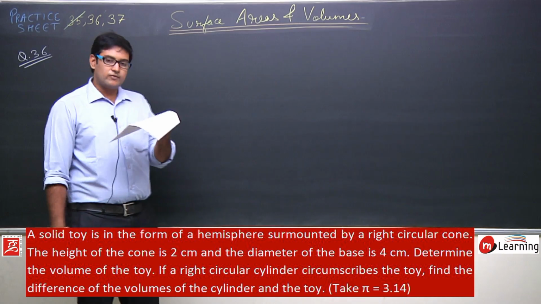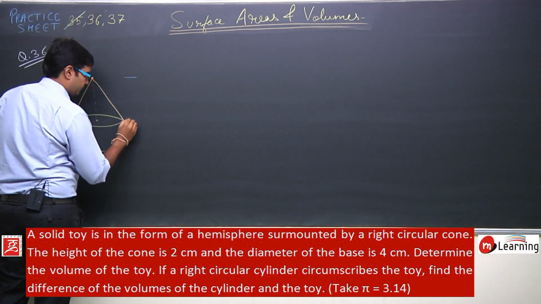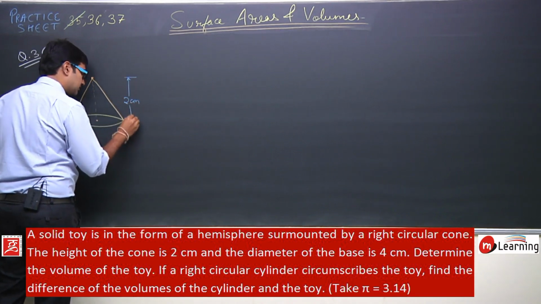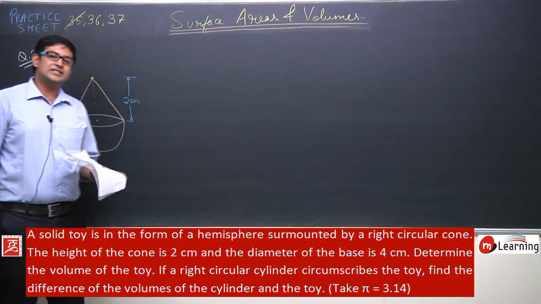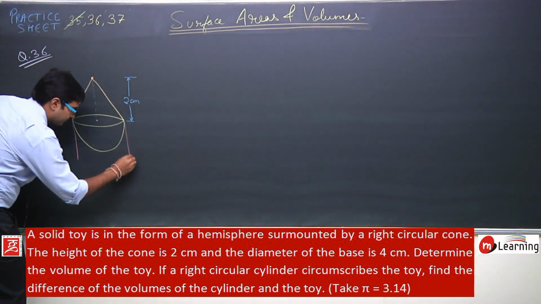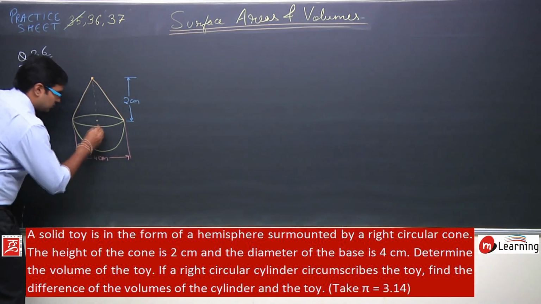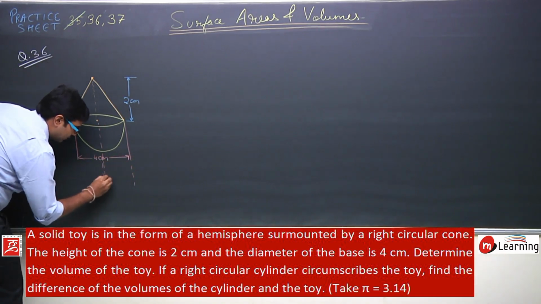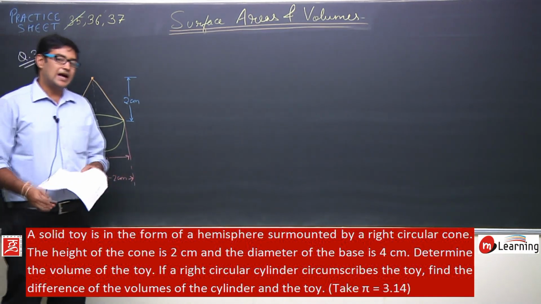It says the height of the cone is 2 centimeters. So let us mark the height. It is 2 centimeters. And the diameter of the base is 4 centimeters. So what is the diameter? This is the diameter. This diameter is given as 4 centimeters. So the radius will be half of this diameter, that is, radius will be 2 centimeters. So we have the radius, we have the height of the cone.